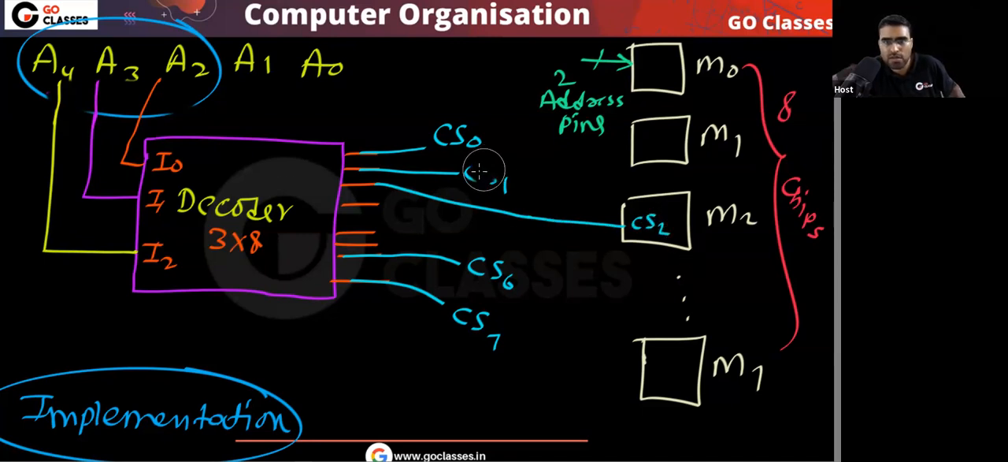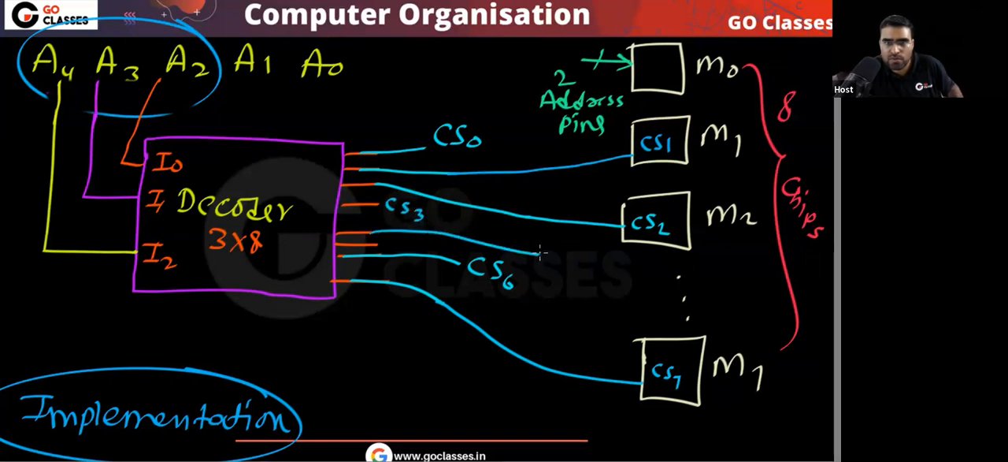Understood? So this is the idea. This you can connect to chip select of M1. Quite easily you can see this you can connect to chip select of M7, then chip select of M3, M4, M5. Is this clear?